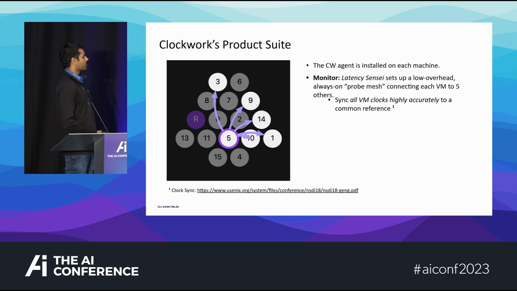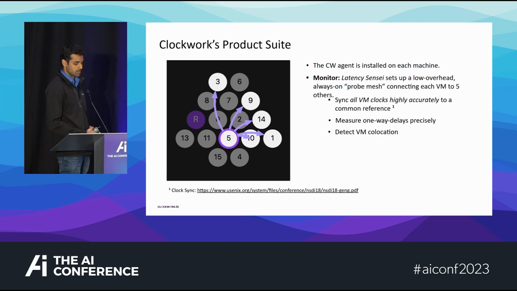The first thing that the probes will do is synchronize all of the VM clocks accurately to a common reference. The R there denotes that one of these is the reference clock. Since we have highly synchronized clocks, we have the ability to collect accurate one-way delay measurements across the network. Since every single machine is now on the same timeline, I can take a send timestamp on one machine and a receive timestamp on another machine and accurately measure how long a packet actually took to traverse the network.